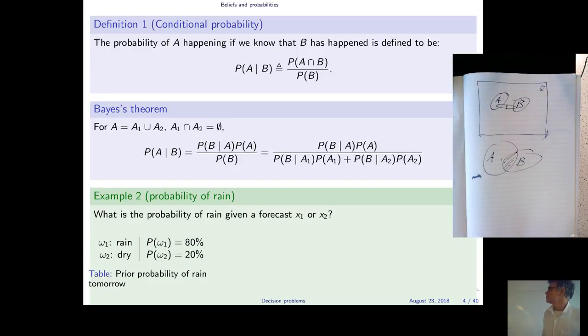Okay, so let's go through this example. In this example, we can think of the event that we care about as being the probability of rain. So we care about whether it's going to rain tomorrow. Let's say that we have some information, and the information is a forecast. Before we hear the forecast, we have a guess: the probability of rain is 80%. It rains quite a bit here in August, and 20% that it's not going to rain.